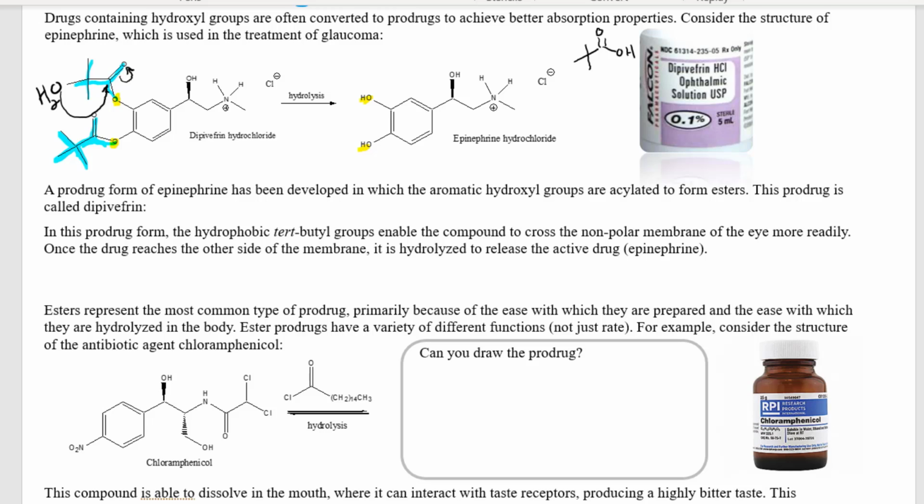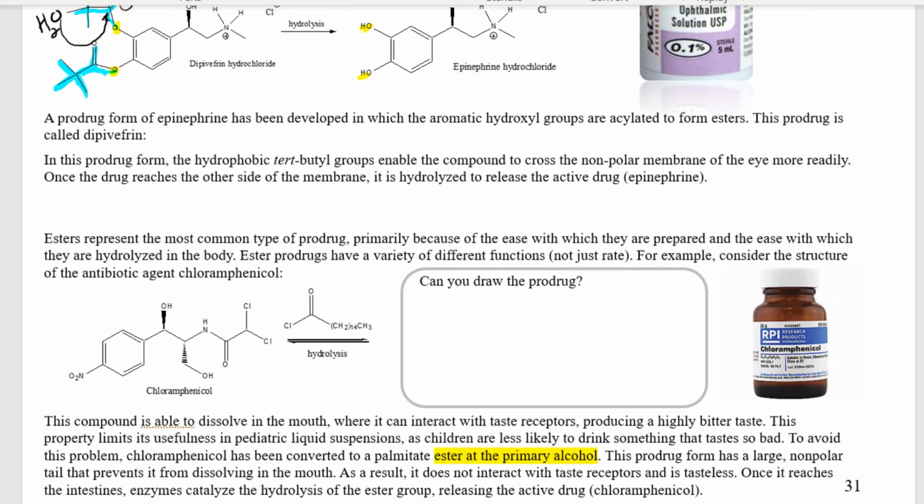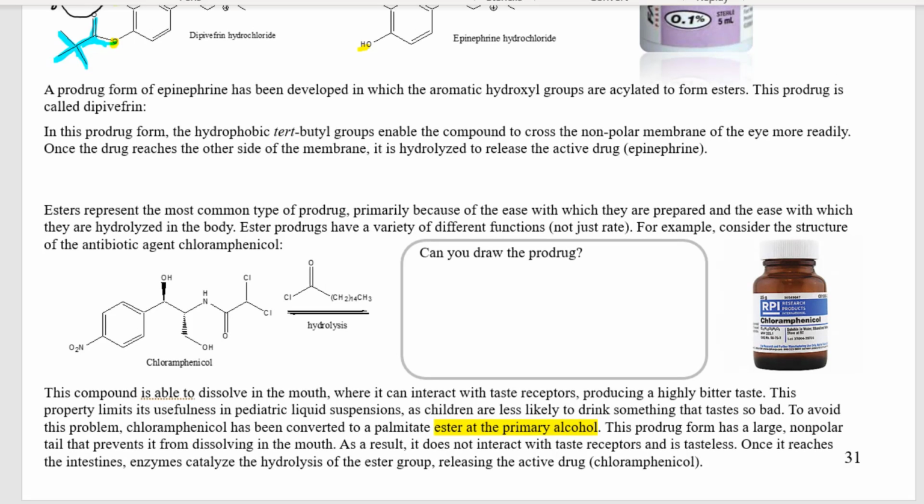So this is tricky. Making it an ester to get it in there, but esters hydrolyze with water to reveal and cleave off back to their OHs. Esters also represent the most common type of prodrug, primarily because of the ease with which they are prepared and with which they are hydrolyzed in the body. It's pretty easy to hydrolyze an ester. Ester prodrugs have a variety of different functions, not just rate.